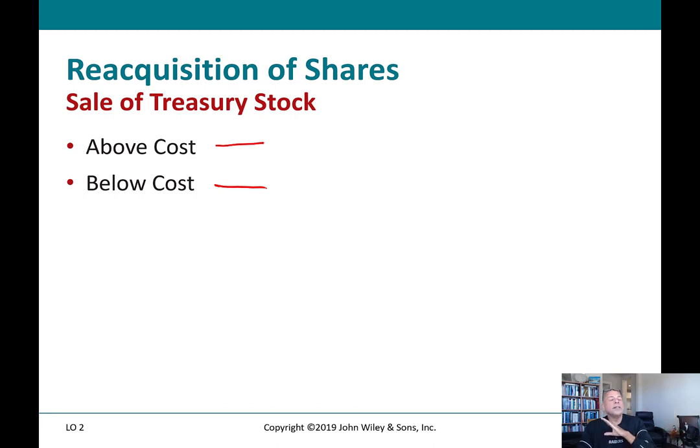Anyway, once you wipe out that paid in capital treasury stock, any additional amounts below the original cost go to your retained earnings. All right. So let's just take a look at how that would work.